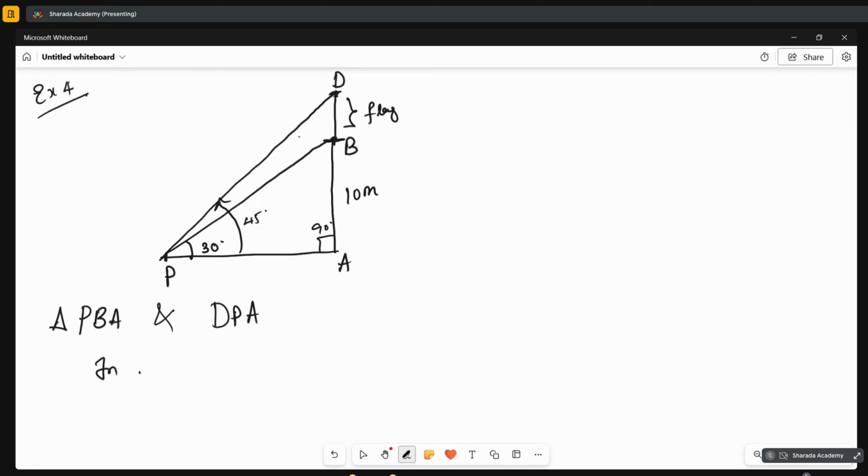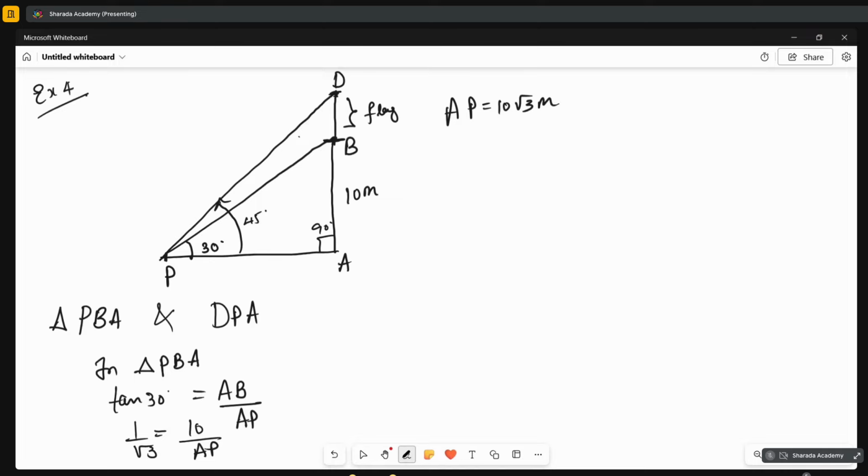Now in triangle BPA, what you will get is tan 30 degrees equals AB by AP. Now what is tan 30? It is 1 by root 3. So that is equal to AB, which is 10, by AP. So what is AP here? 10 root 3. So this is 10 root 3 we got.